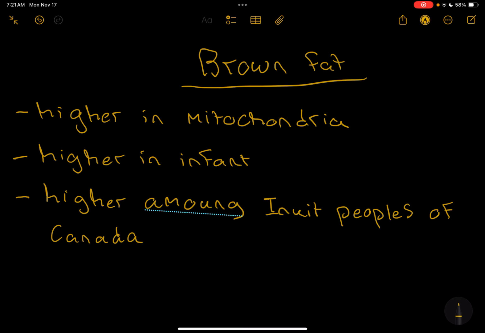So this increase in brown fat and brown fat activity is an adaptation of the Inuit peoples of Canada to stay warm. I thought that was an interesting fact to share, and maybe we can hypothesize about other groups of people that may have higher brown fat because their ancestry is from cold places.